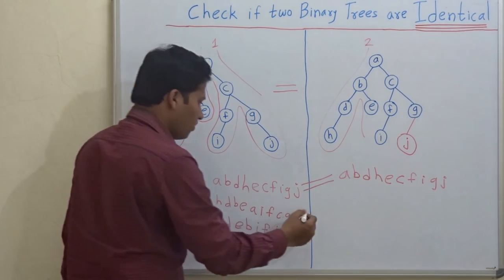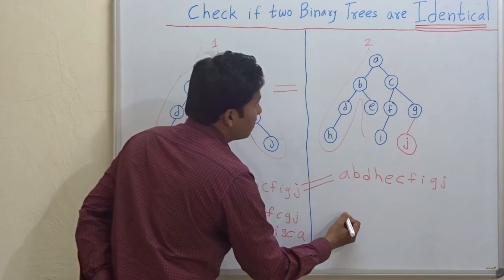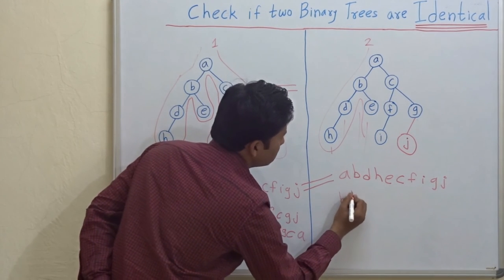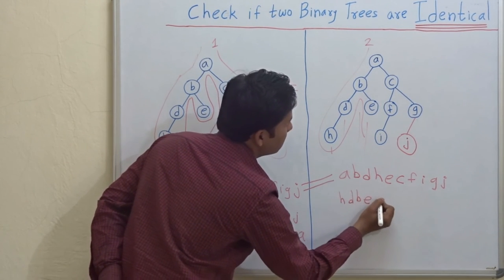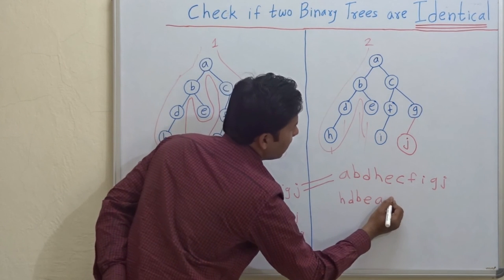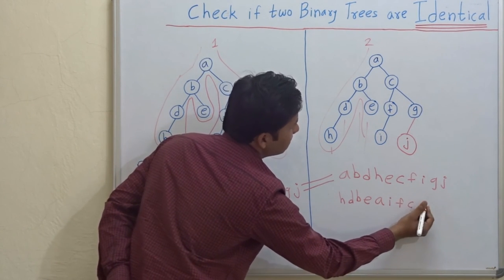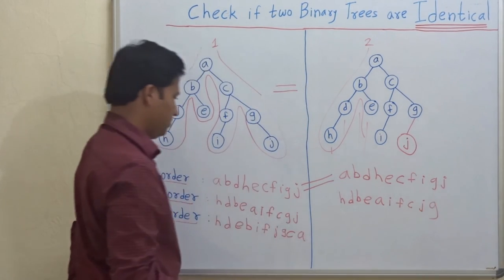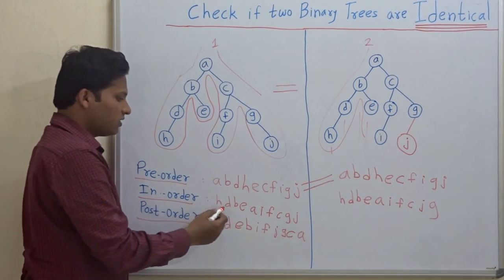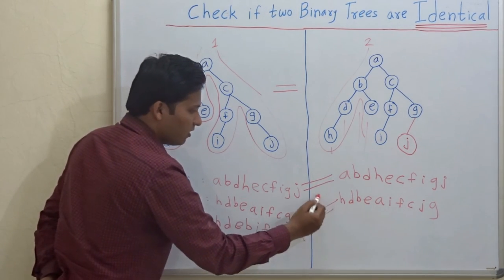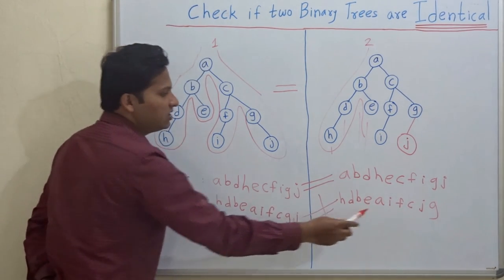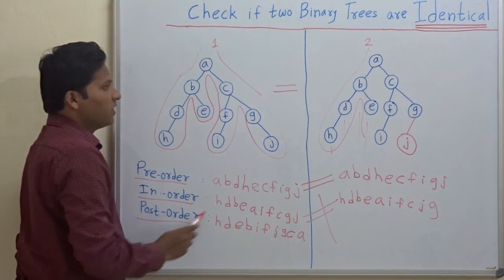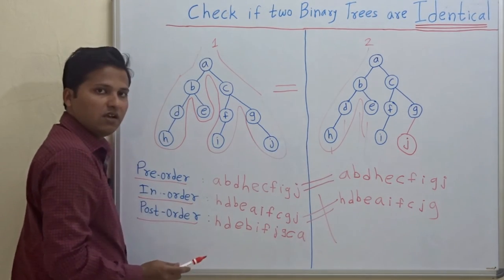So let's go for inorder traversal. Now, inorder traversal is H, D, B, E, A, I, F, C, J, G. Let's check here the inorder traversal. Yes, they are not same. See, here it is G J, but here it is J G. So this means that these two trees are not identical.